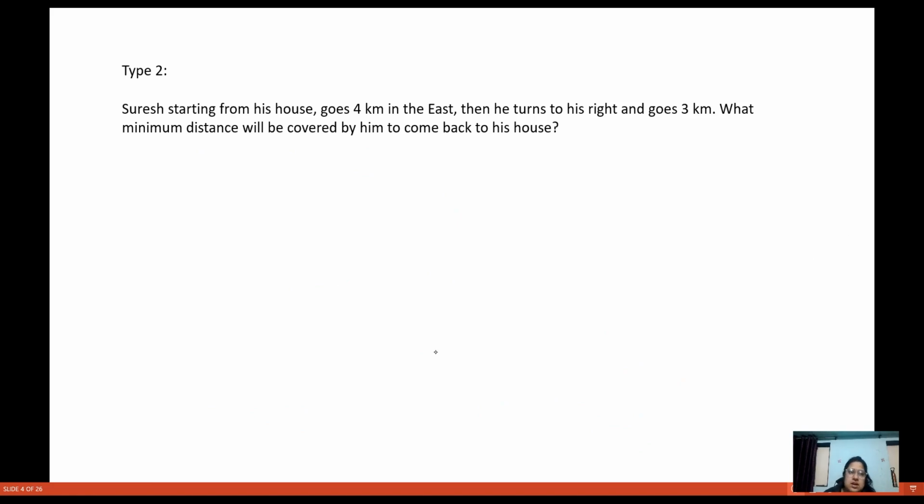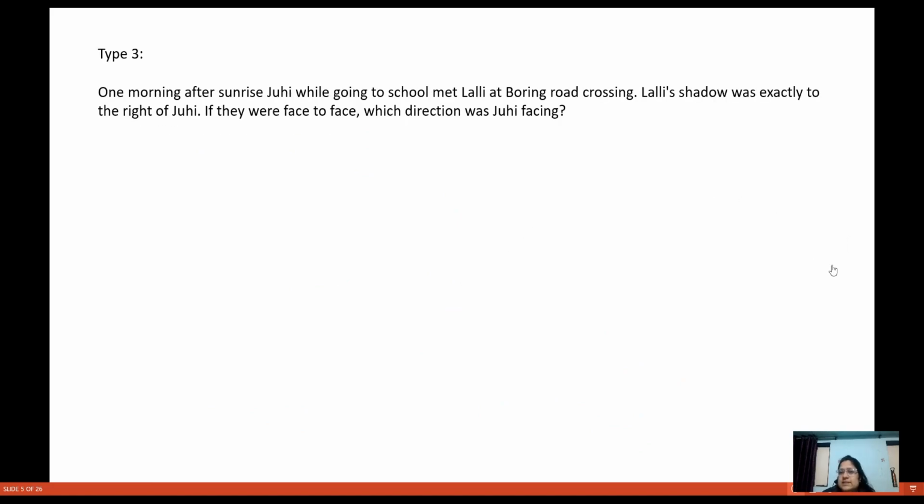Okay, now let's look at this. One morning after sunrise, Juhi, while going to school, met Lali at Boring Road crossing. Lali's shadow was exactly to the right of Juhi. If they were face to face, what direction was Juhi facing? Okay, so now look at this question. One morning after sunrise. Okay, so this is morning.